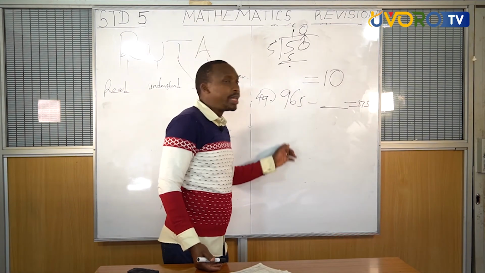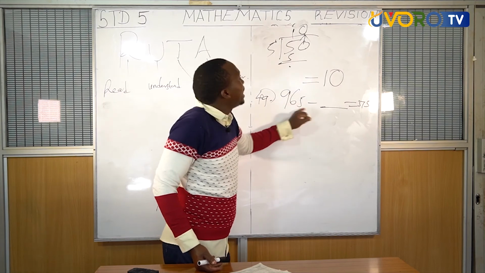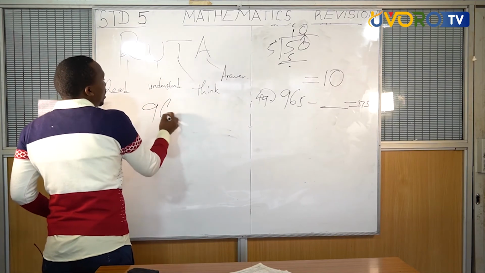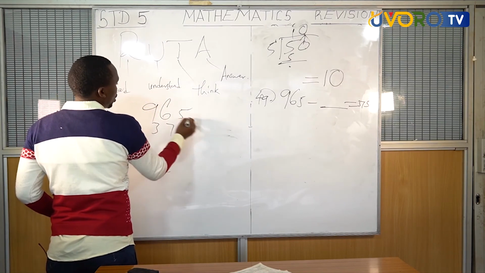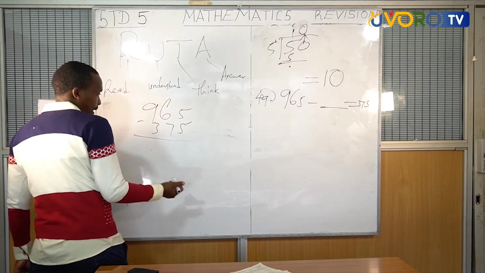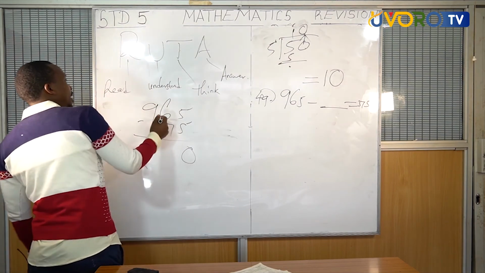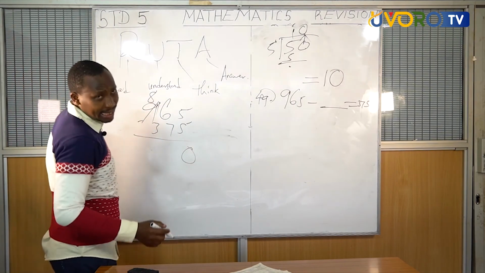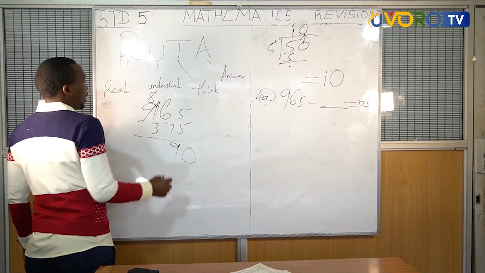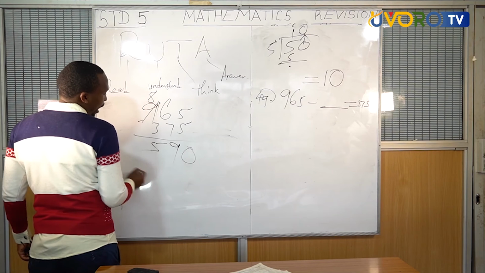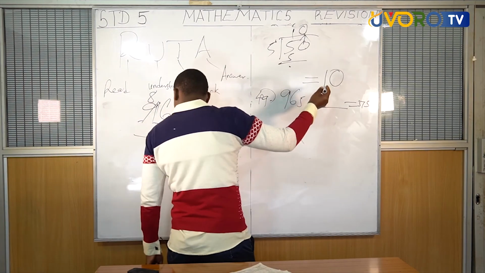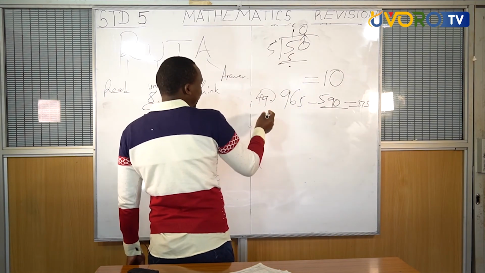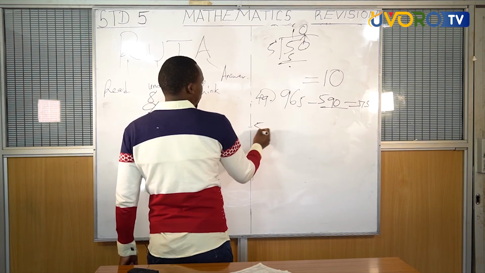We must subtract 965 minus what? 375 to see what should be there. 5 minus 5 is what? 0. 6 cannot subtract 7. We borrow 1. We remain with the 8. 16 minus 7? 9. Very good. 8 minus 3 is what? 5. So, our answer here is 590. We go to question number 50.